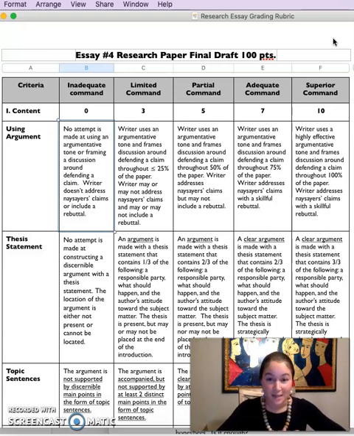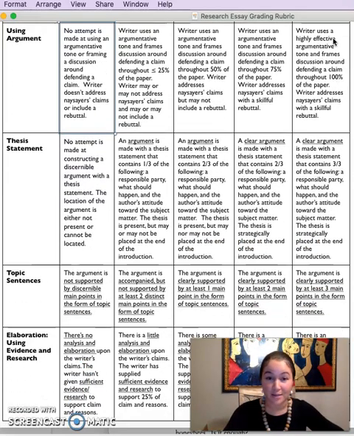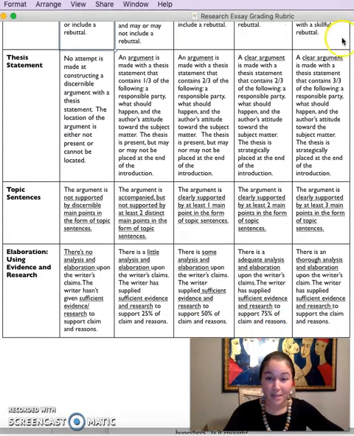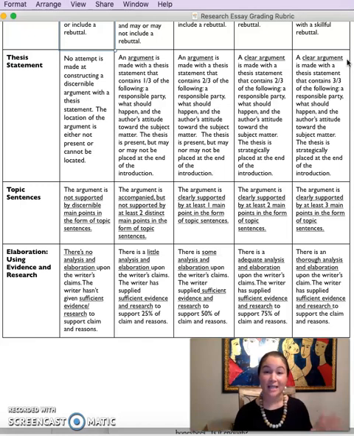Let's move on to thesis statement. Okay, so I told you on the assignment sheet what the thesis statement should include. So if you want to earn all the points for a thesis statement, that means that you should have a clear argument that is made and contains 3 out of 3 of the following. 1, a responsible party. 2, what should happen. And 3, the author's attitude toward the subject matter. Okay, so all 3 of these things really need to be there.